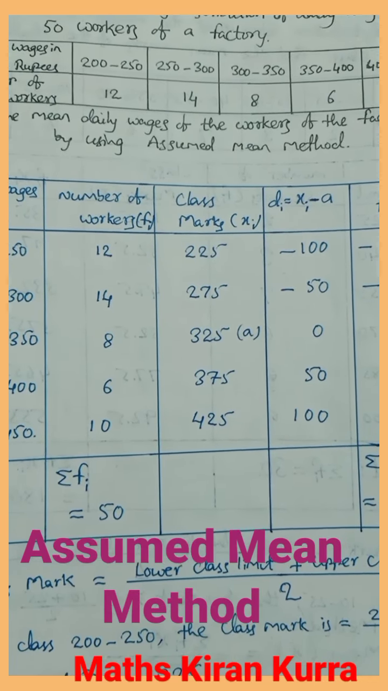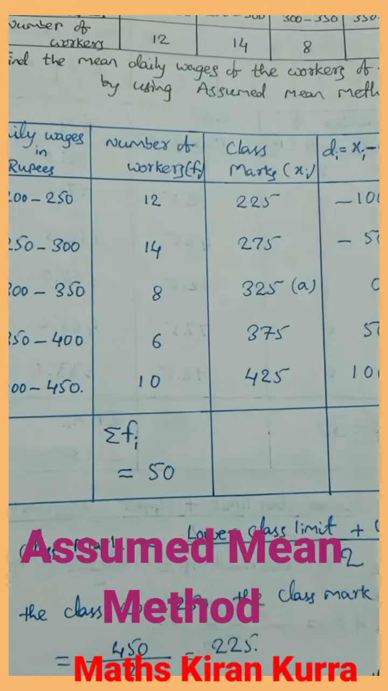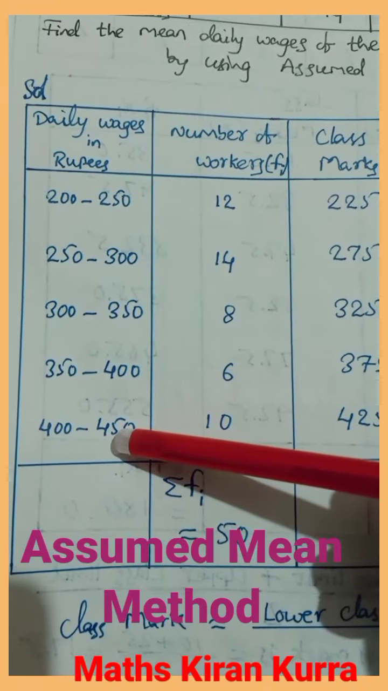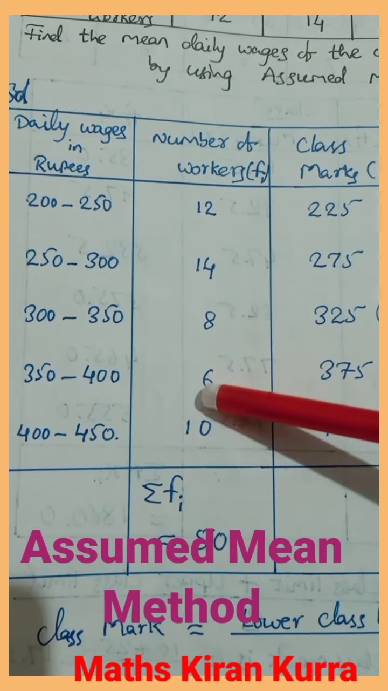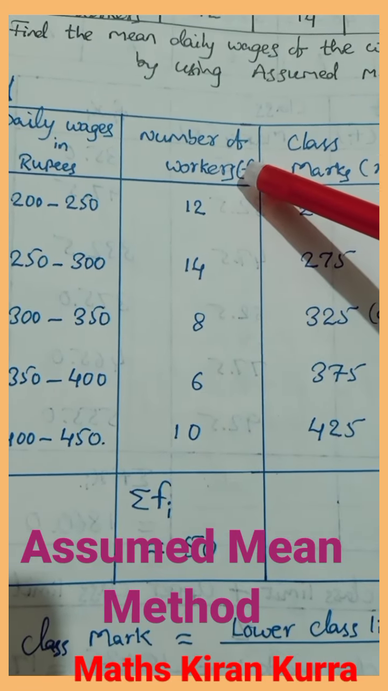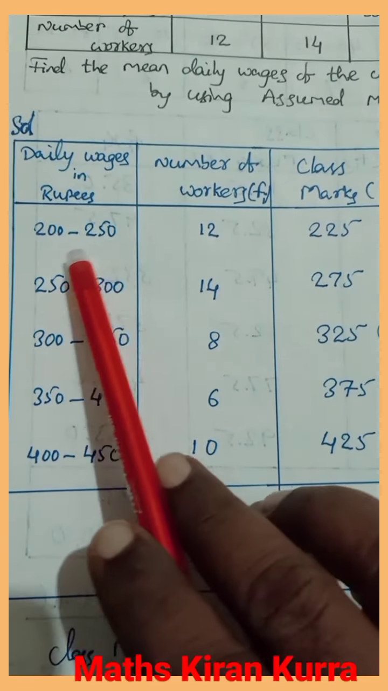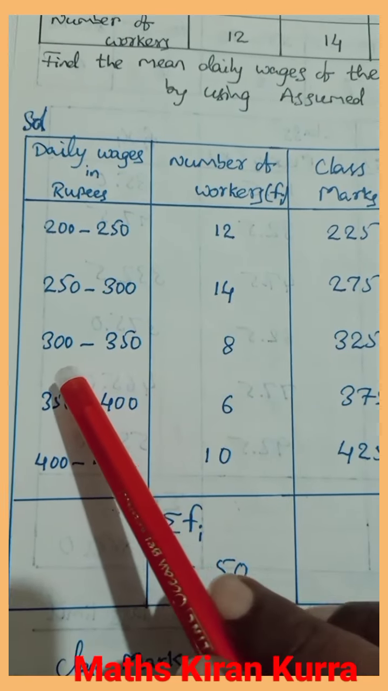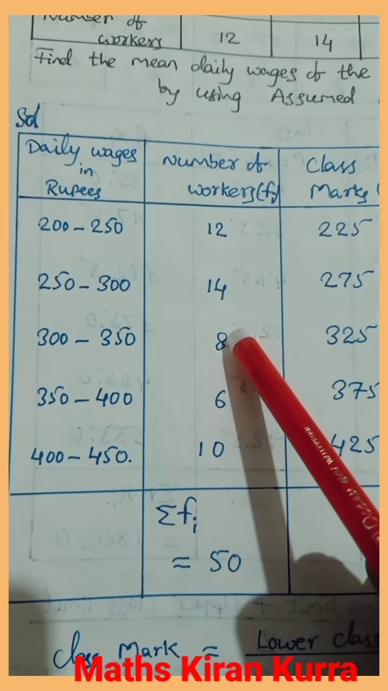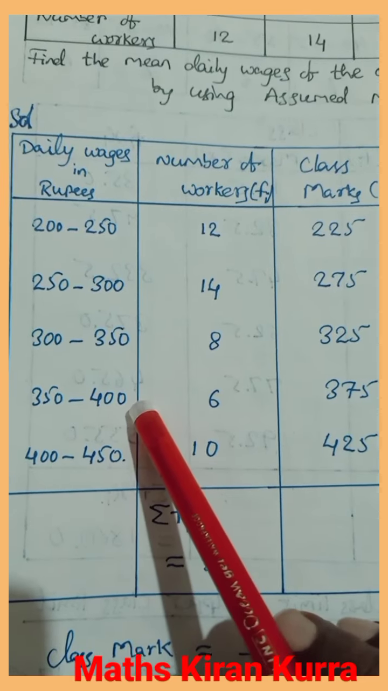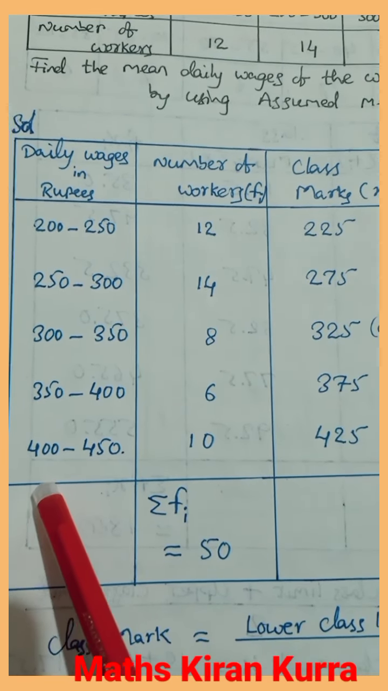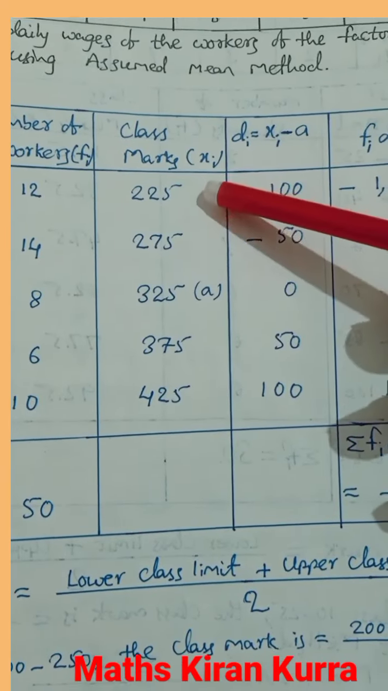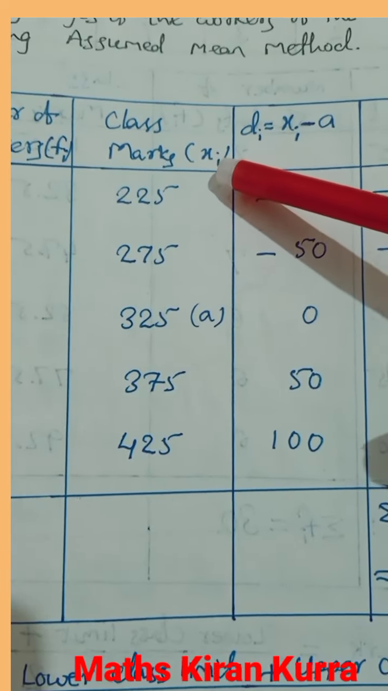So the given data is written in the first column, daily wages in rupees. In the second column we write the number of workers, which is the frequency. So 200 to 250, 12 workers; 250 to 300, 14 workers; 300 to 350, 8; 350 to 400, 6; 400 to 450, 10. Now the third column is class marks, which is xi.